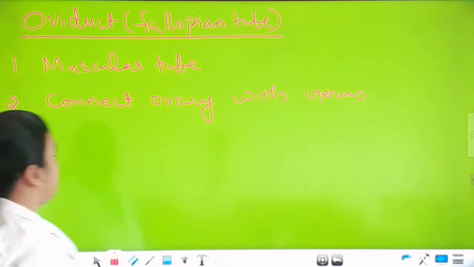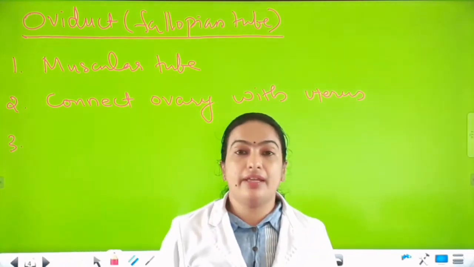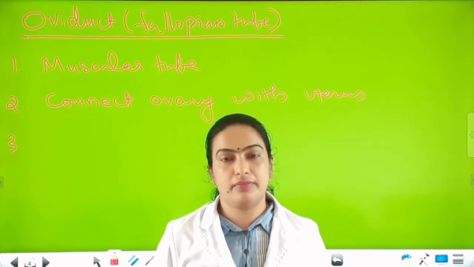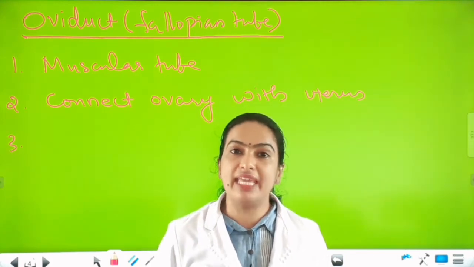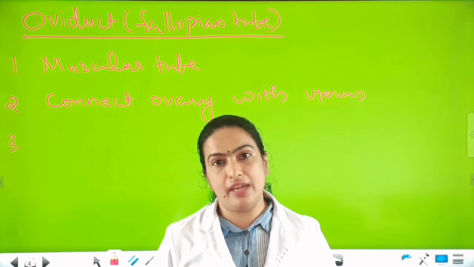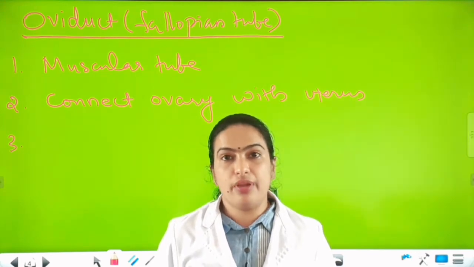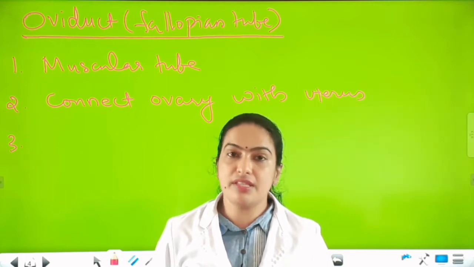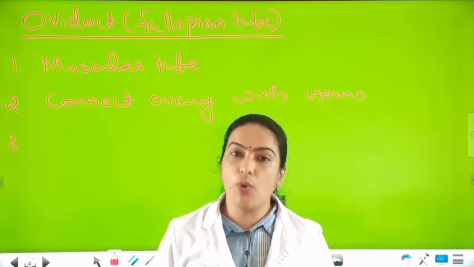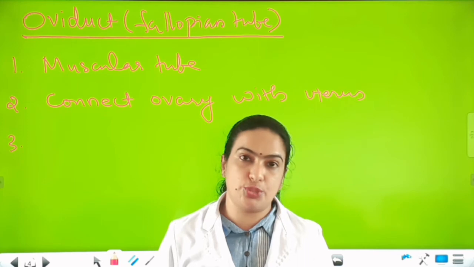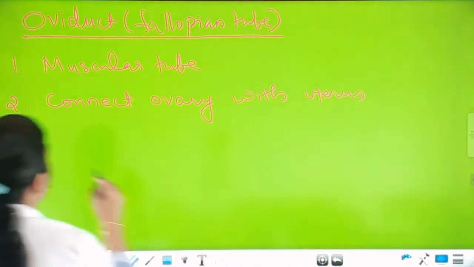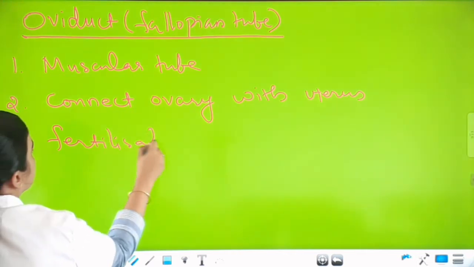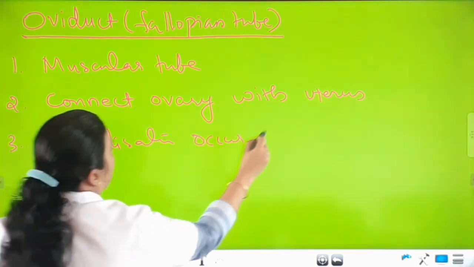And the third point, very important point, and this is the place where fertilization occurs. So fertilization is the fusion of male gamete with the female gamete. So the fertilization in the human body, in the female body, occurs in the oviduct or fallopian tube. So this is the place where fertilization occurs.